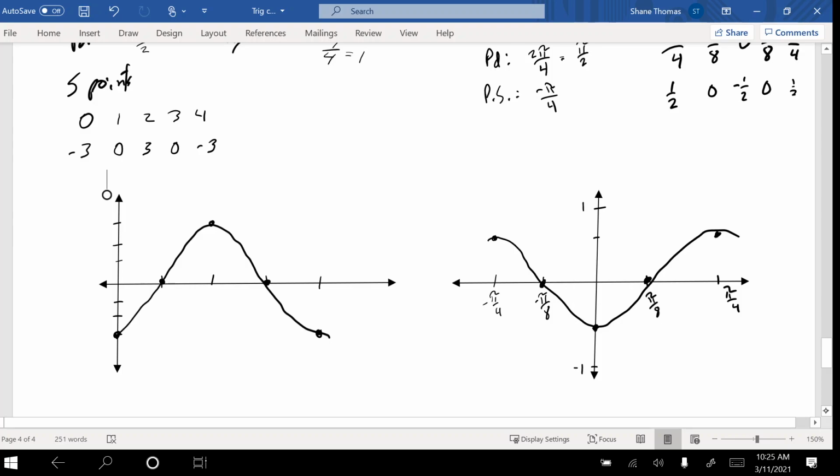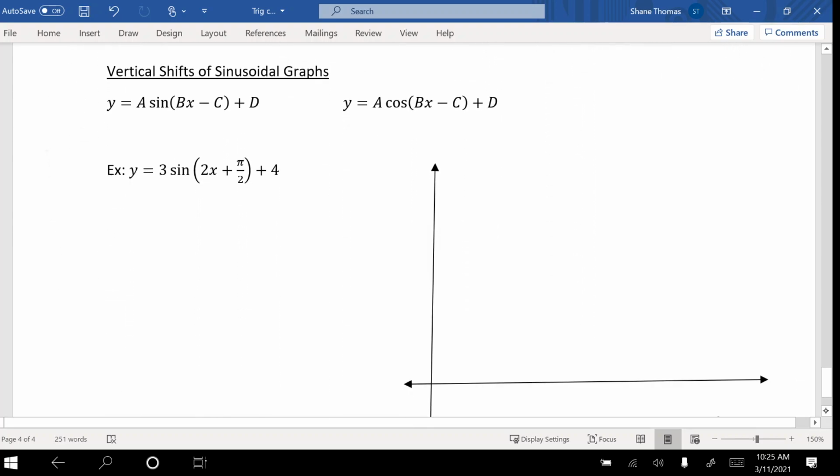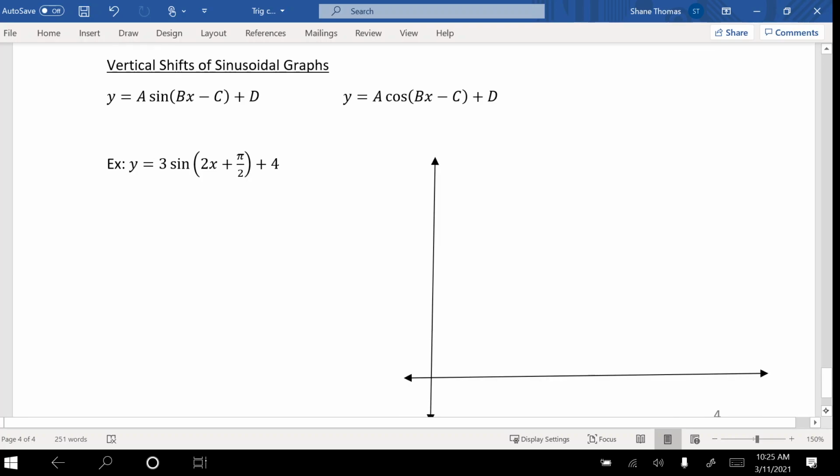All right, last thing of the day, just want to show you real quick. Vertical shifts of sinusoidal graphs. So for vertical shifts of a sinusoidal graph, we have y equals A sine(bx minus c) plus d. Same thing with cosine. The plus d at the end is our vertical shift. If it's plus 2, you shift it up 2. If it's minus 2, you shift it down 2.